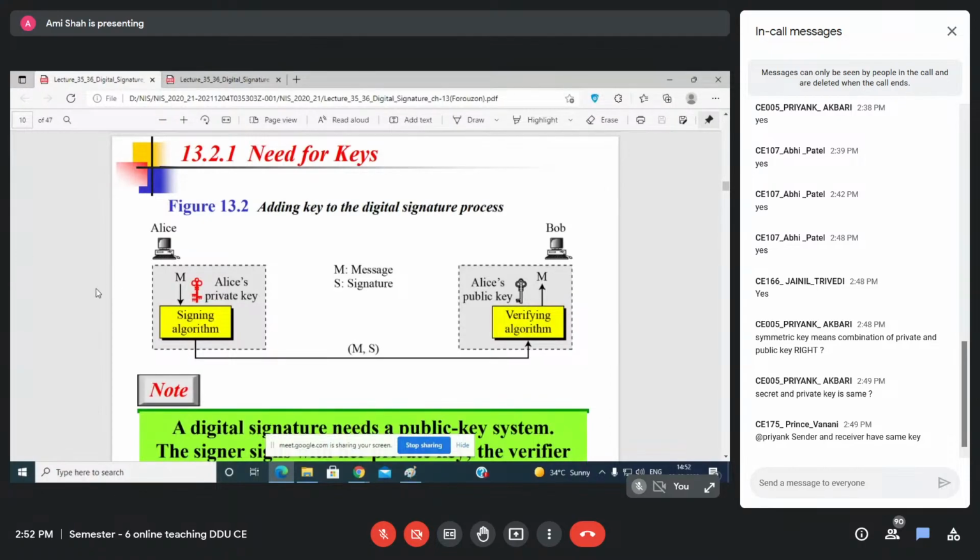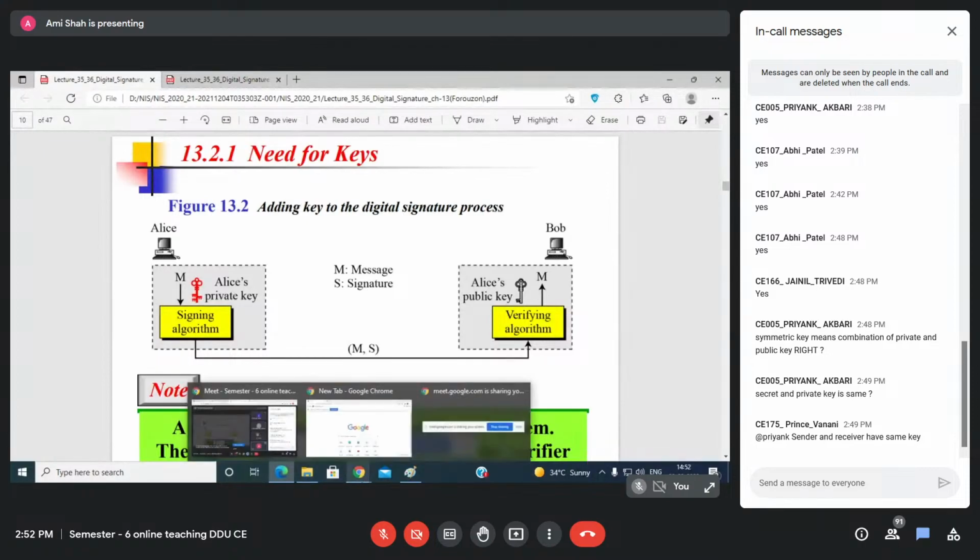But now, when the message is on Alice's side, when Alice's private key is used and Bob decrypts with Alice's public key, in this public key cryptosystem, what happened? Bob can't fool Alice. Alice says, okay, I have sent this message. Now, got it? What I'm trying to say, Priyank?